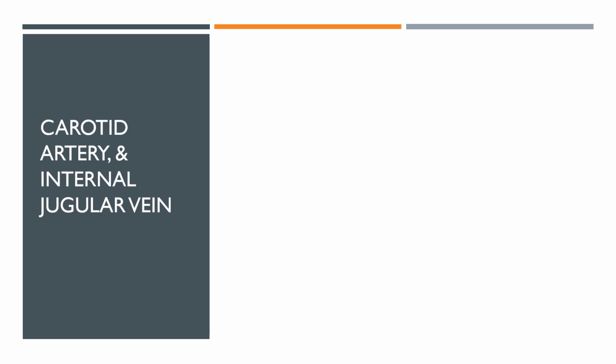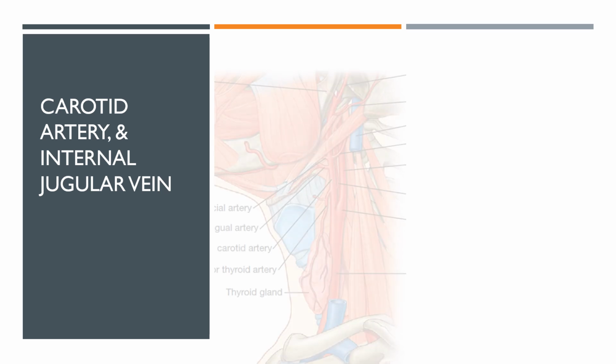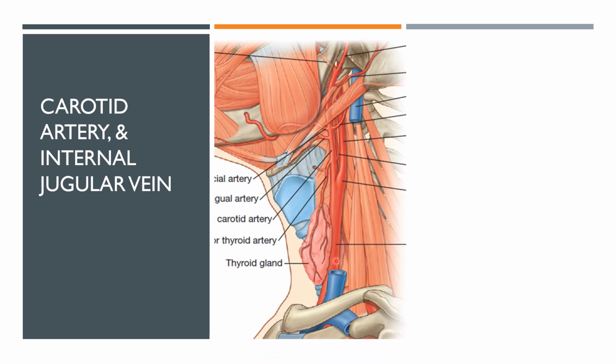One of the important structures included in the carotid triangle are the common carotid artery, external carotid artery and internal carotid artery. The common carotid artery, as you see here, branches from the arch of aorta at the level of, or opposite, the C6 vertebra. It will divide into external carotid artery and internal carotid artery.